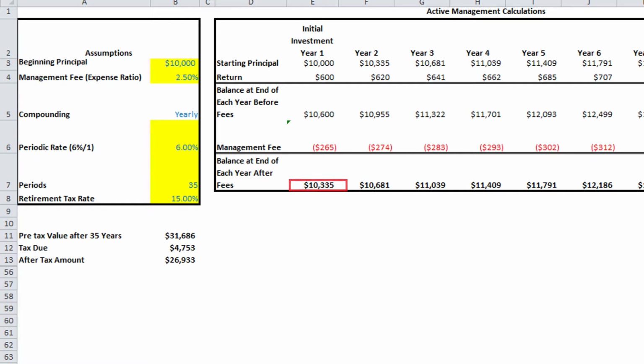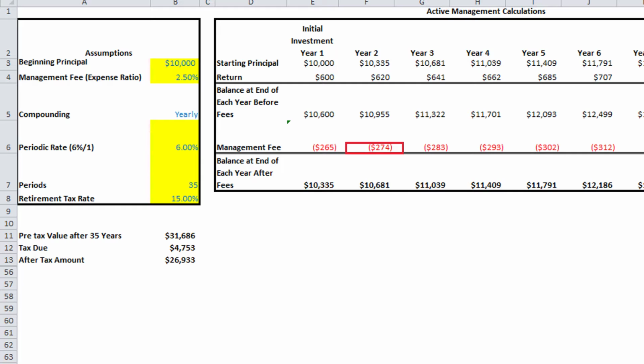So the investment amount at the end of the first year is $10,335. Now in year two, you'll make again a 6% return on the $10,335, which is $620 for a balance at the end of the second year of $10,955. And again, the management fees are going to be calculated on this entire amount, which is 2.5% times $10,955 for management fee at the end of the second year of $274.